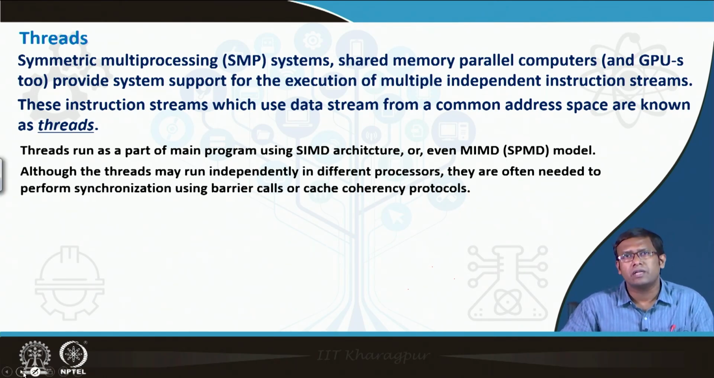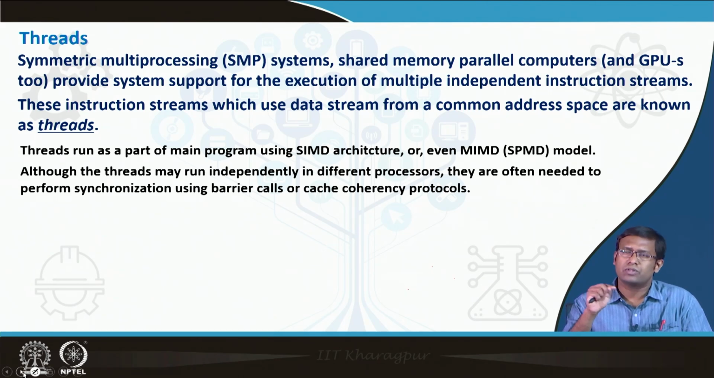Although the threads may run independently on different processors, they often need to perform synchronizations. True, if there is one variable that all the processors are trying to update, they cannot do it freely. Some synchronization is required, and cache coherency is also required. If one is updating it and another is trying to read it, it requires cache coherency. Because all the threads, though running independently, point to the same memory space, it's important to have synchronization between them. It's also important to have cache coherency.